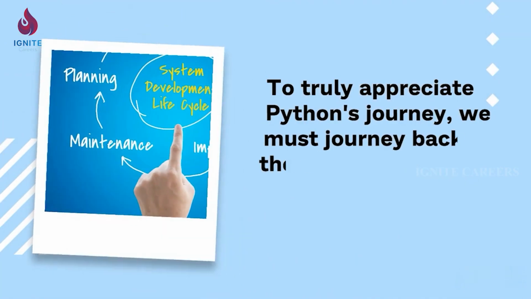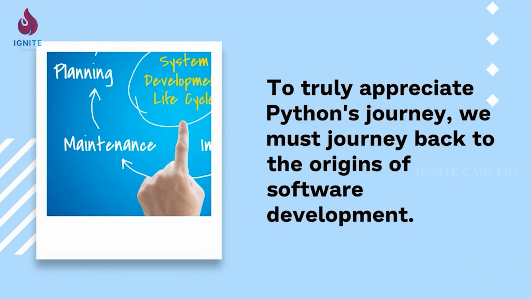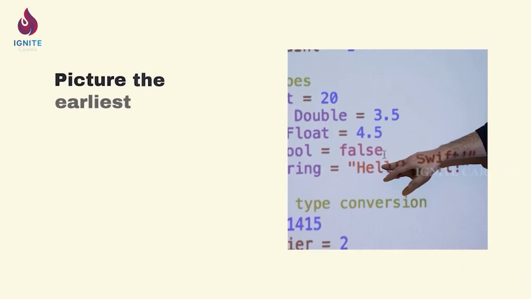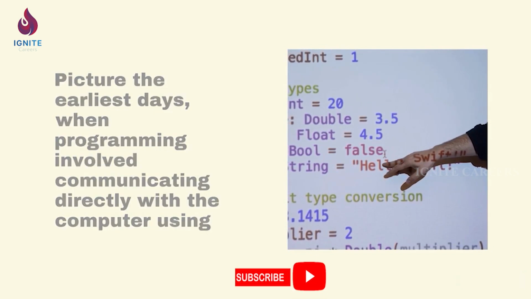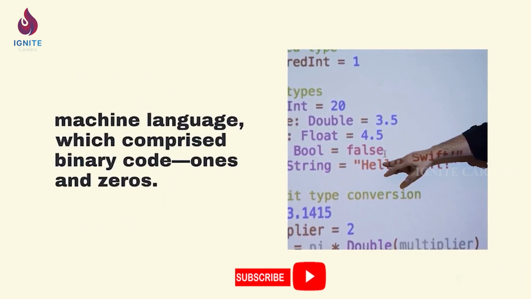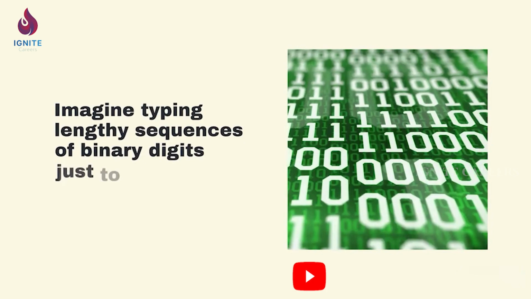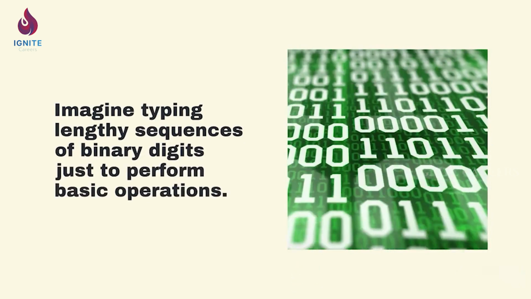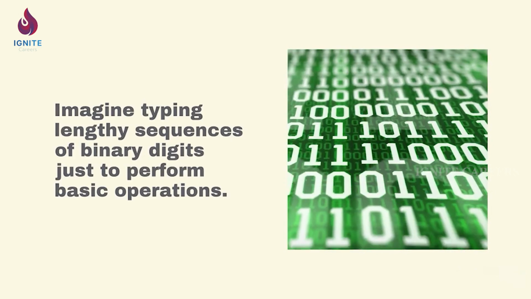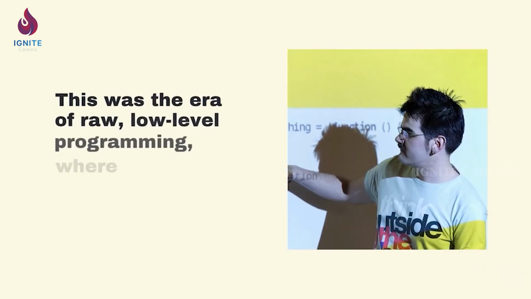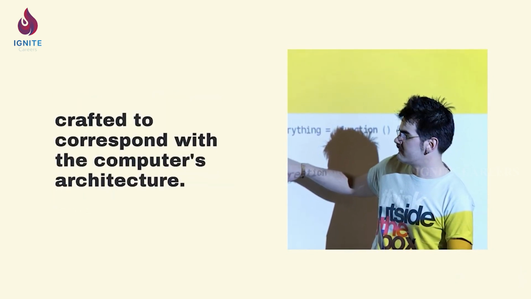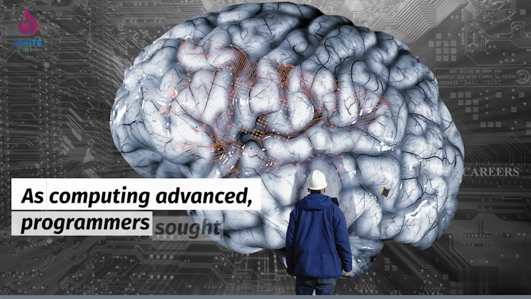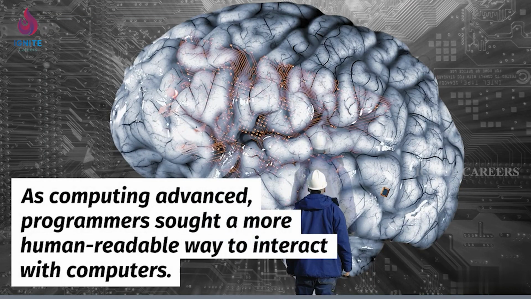Software evolution. To truly appreciate Python's journey, we must journey back to the origins of software development. Picture the earliest days when programming involved communicating directly with the computer using machine language, which comprised binary code, ones and zeros. Imagine typing lengthy sequences of binary digits just to perform basic operations. This was the era of raw, low level programming, where every instruction had to be meticulously crafted to correspond with the computer's architecture.